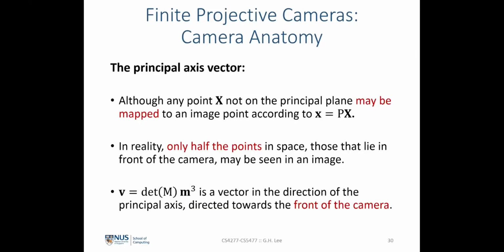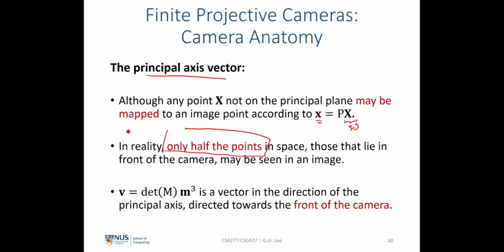So earlier on in the camera projection matrix that we have defined from the basic pinhole camera model, we have seen that any points in 3D space can be mapped mathematically via this projection matrix onto the image. But in reality, only half of these points in 3D space, in particular those that are lying in front of the camera, can be observed on the image. We can define this half of the points in space using the principal axis vector.